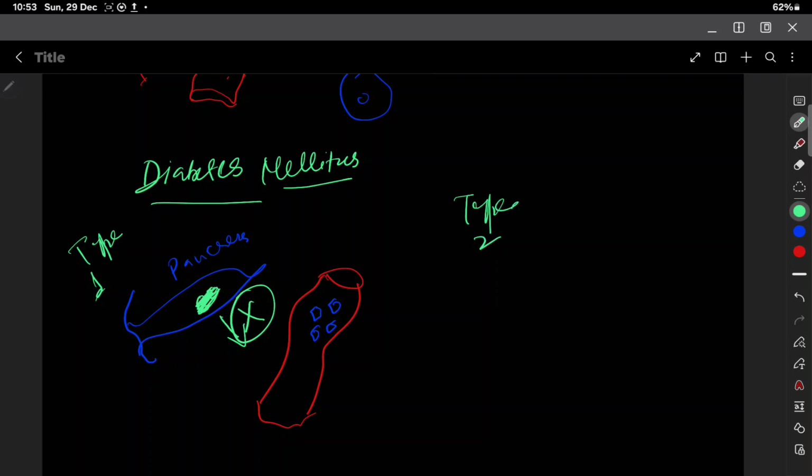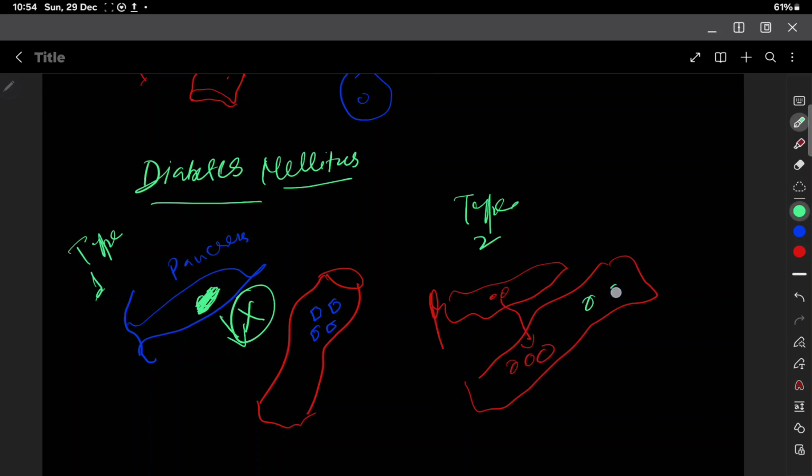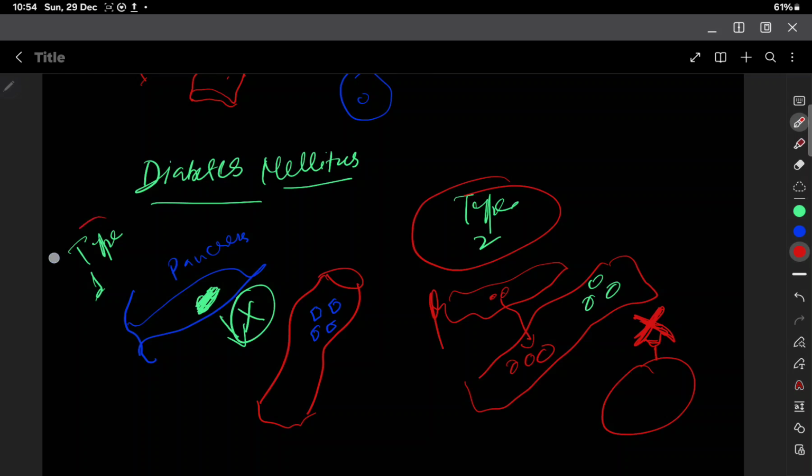What happens in type 2 diabetes mellitus? Same. I will take here, this is the bloodstream. Okay, this is the pancreas. The pancreas here produces the insulin. This is the insulin. Here there is presence of glucose. Now we have the cells. This is the cell. Now this insulin has to act on this cell. This cell has the insulin receptor, but here this insulin is not able to act on the insulin receptor. So this type of diabetes is called type 2 diabetes mellitus. So this is the difference between type 1 and type 2 diabetes mellitus.